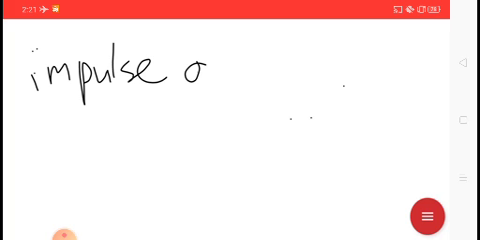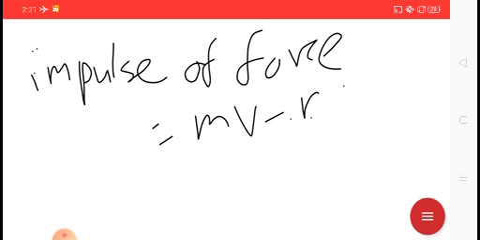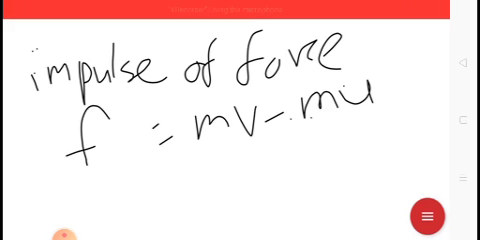So for this scenario, you may calculate the impulse or force: mv minus mu is equal to Ft. If you want to know the force, you need to know t. If not, you're not able to get F directly, but you can get the impulse this way.